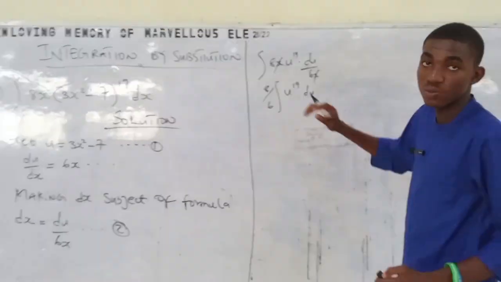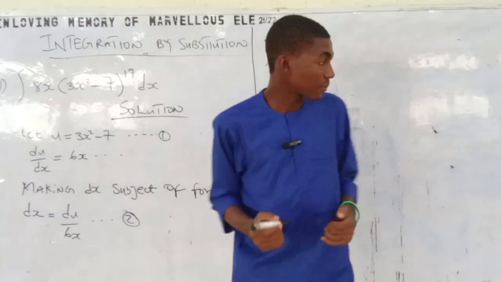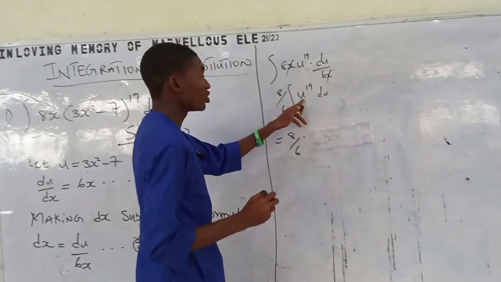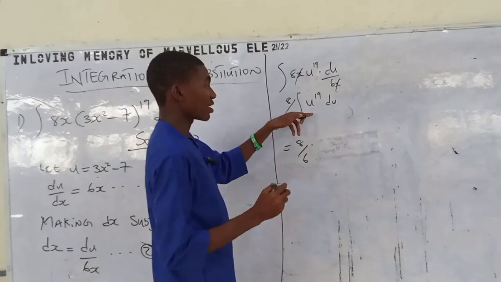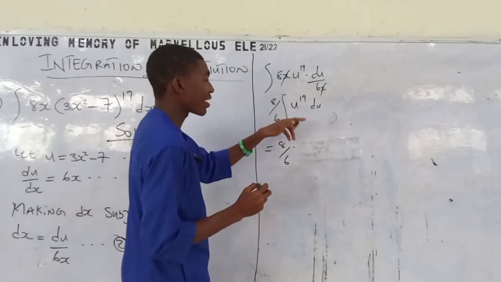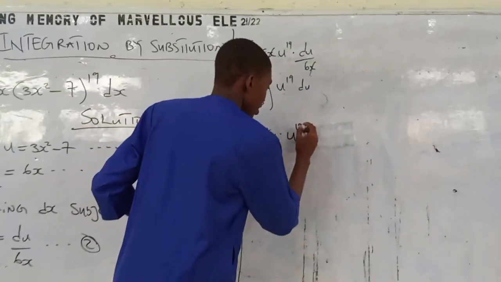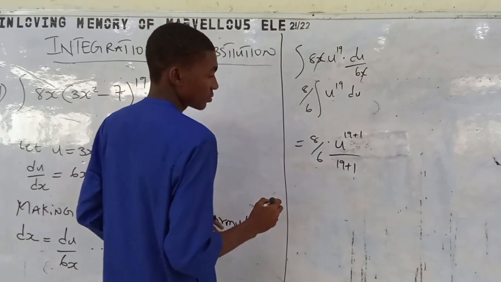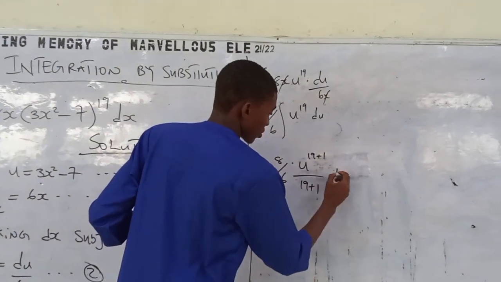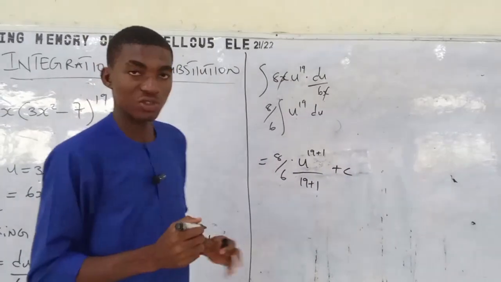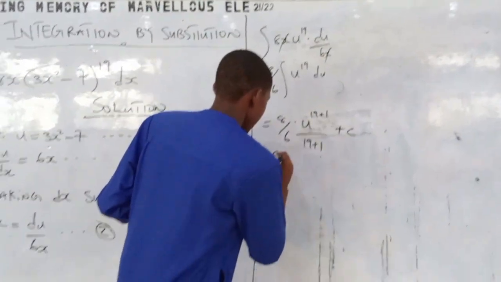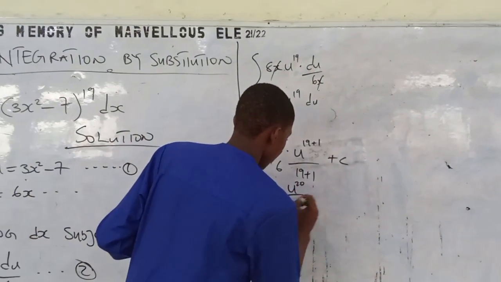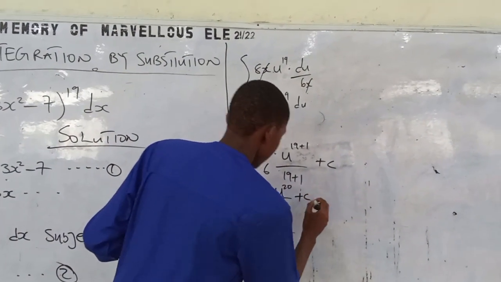Now let's integrate using our general method. If we integrate this, we have 8 over 6 times u raised to the power 19 plus 1, all over 19 plus 1, plus c. Because if you integrate any function, you add a constant c. So that is 8 over 6 times u to the power 20 all over 20, plus c.